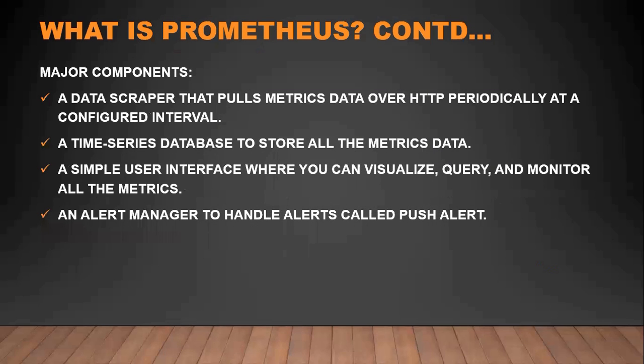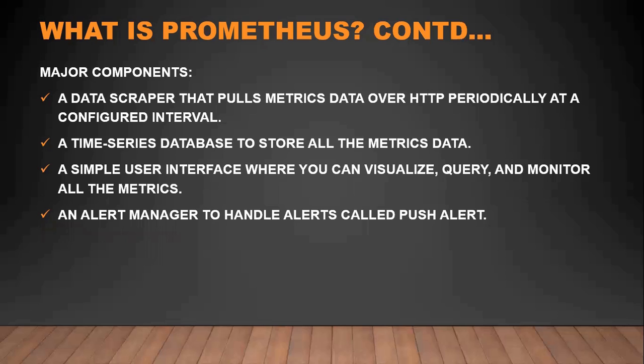The next part is the major components. In Prometheus, we can find 4 major components. One is the data scraper. The data scraper is also known as a data retriever. Its main job is to pull the metrics information from various systems, applications, services, and servers. In this case, an example is Spring Boot Actuator, from which Prometheus pulls that metrics information.